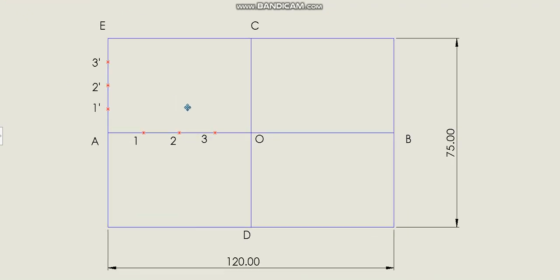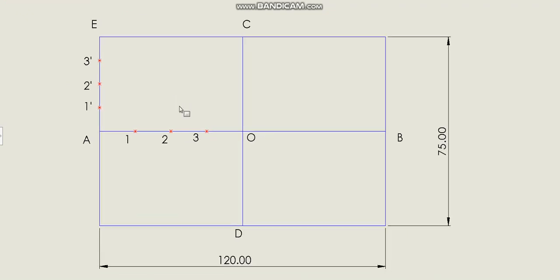Now we have to draw lines from this point C up to 1 dash, 2 dash and 3 dash. Let's do that. From C up to 1 dash, 2 dash, 3 dash. Similarly, from this point D, I have to connect lines up to 1, 2 and 3.